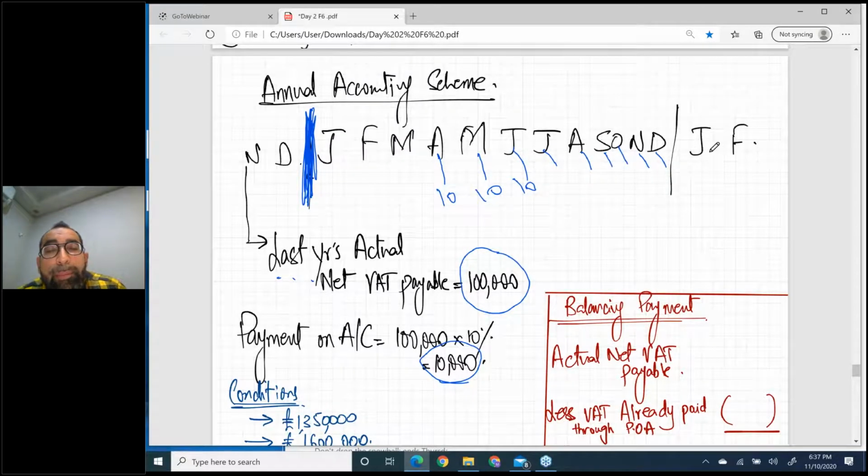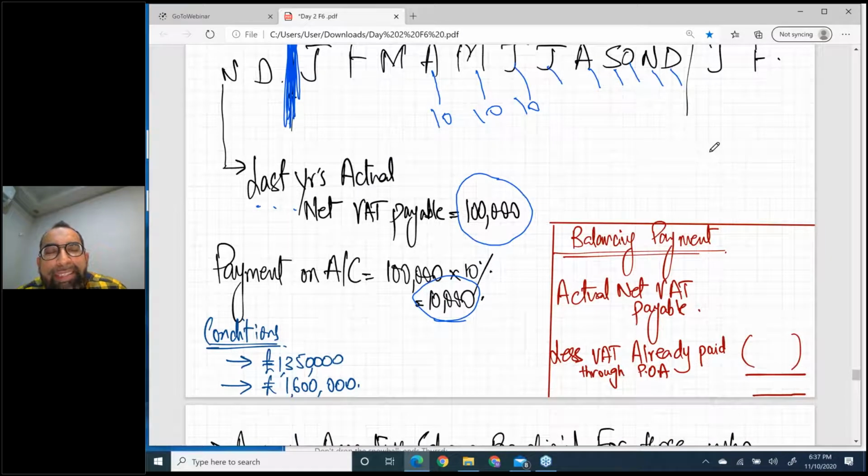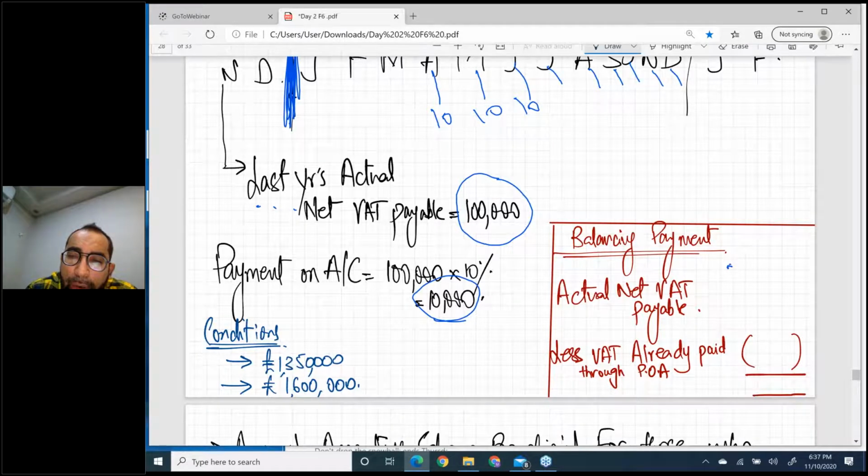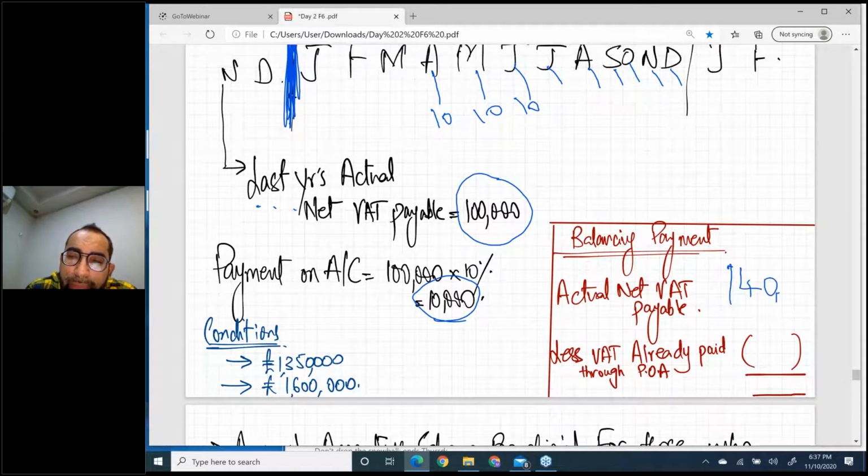Now you have to calculate the balancing payment. Just think that the whole year has passed, so you also got the actual VAT payable for this year. Let us say the actual VAT payable for this year came out to be 140,000.